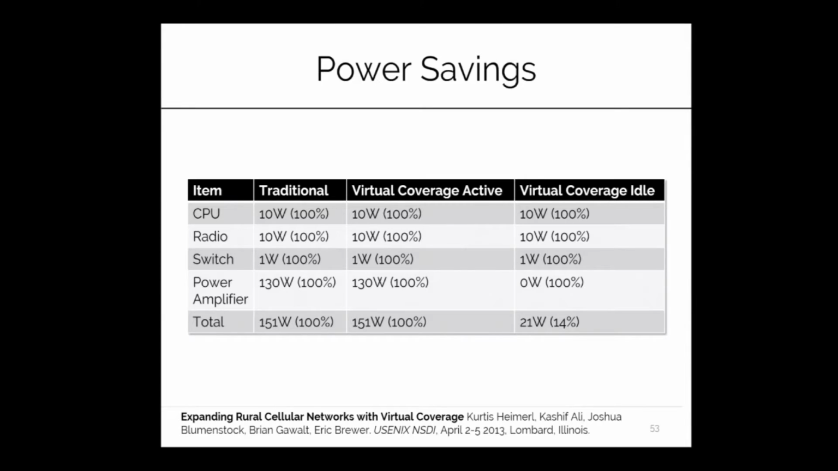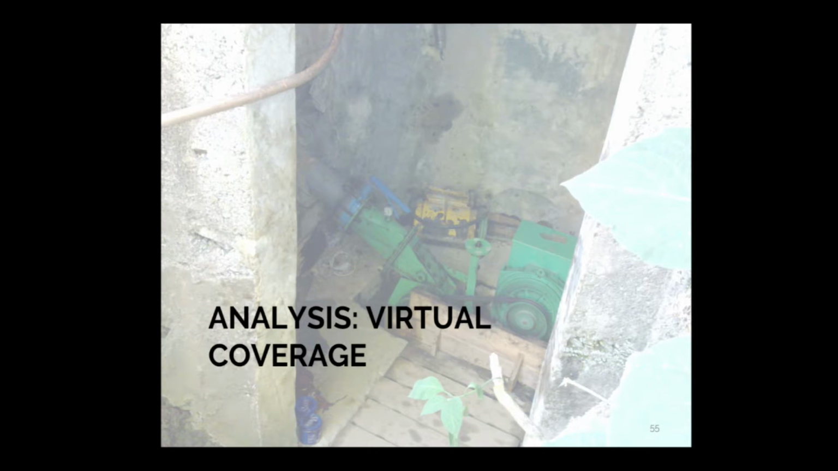So how much power does this save? Again, the power amplifier dominates the power consumption. So if we turn it off, we save 86% of the power. But it depends primarily on the duty cycle, right? How often can the network be asleep? And we do what we do: we go and deploy it in the real world and see.